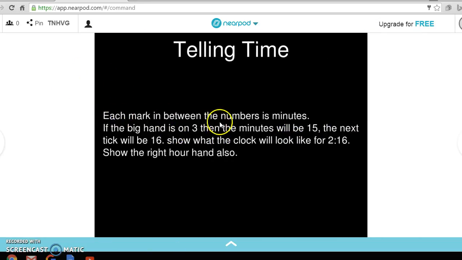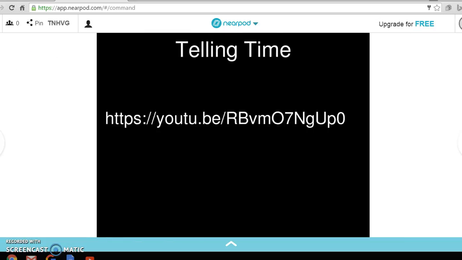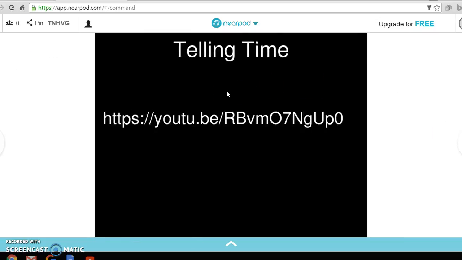Next, each mark in between the numbers is minutes. If the big hand is on 3, then the minutes will be 15. The next tick will be 16. Show what the clock will look like for 2:16. So then you will draw what a clock would look like if it was 2:16.